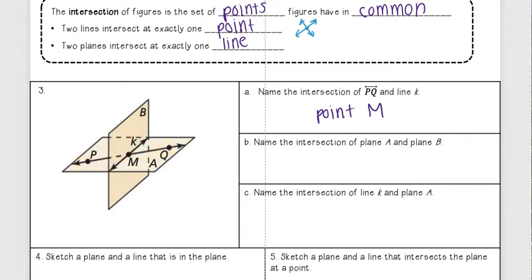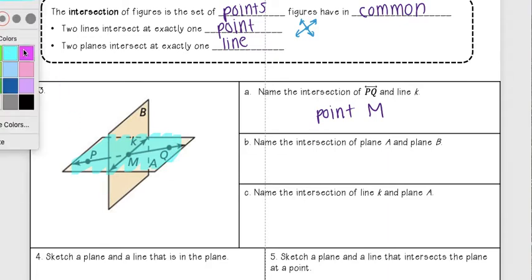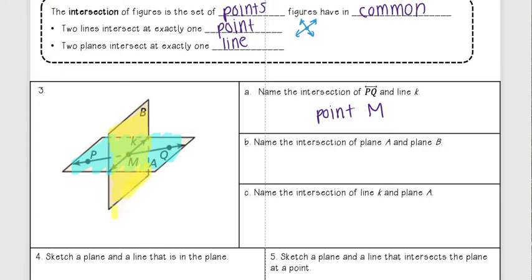Okay, now I want to name the intersection of plane A and plane B. So plane A, I'll look for A, so that's this plane right here. And then I want to see where it intersects with plane B. So that's the plane that's top of it. Well, where they're intersecting at, I know they're going to intersect at a line, and I see both of these planes have this line right in the middle right here, where the M and the K is at. So that means they both intersect at line K.